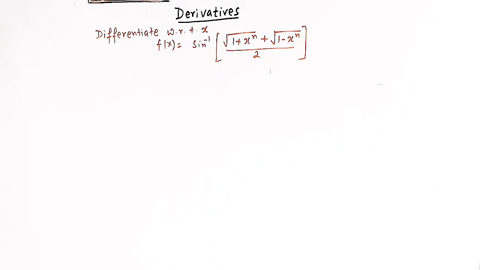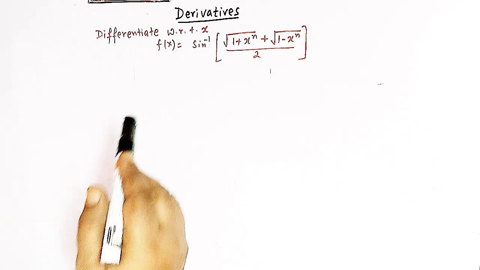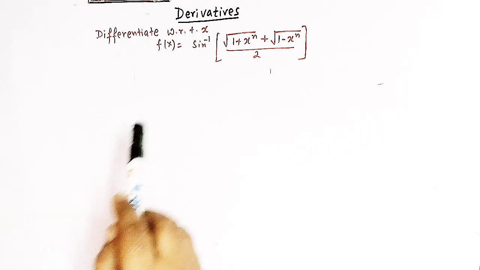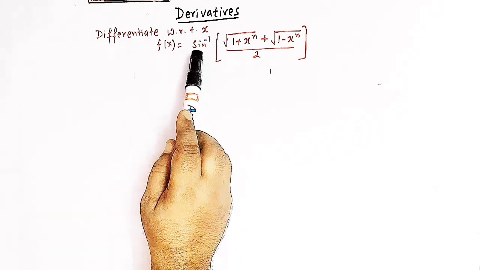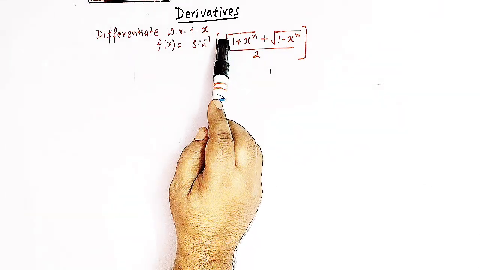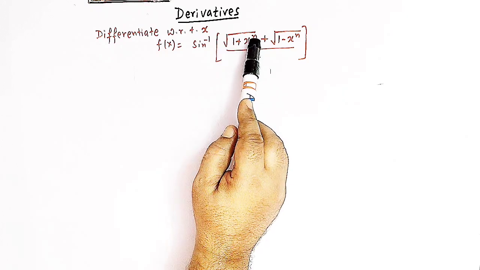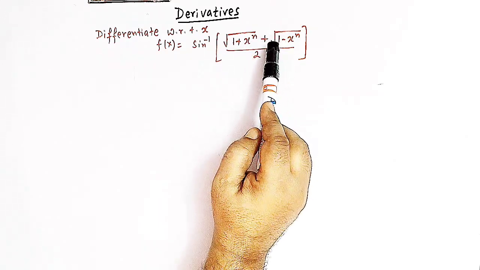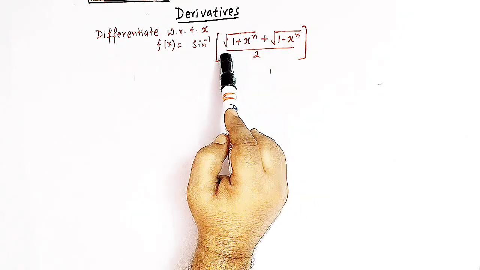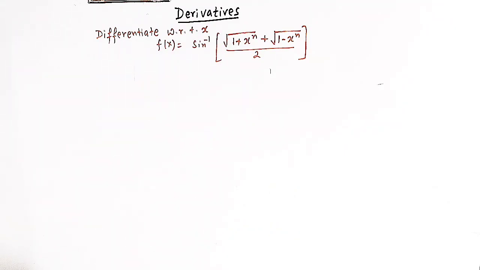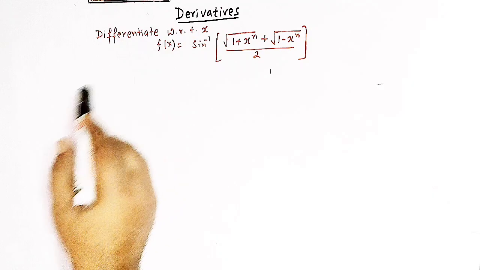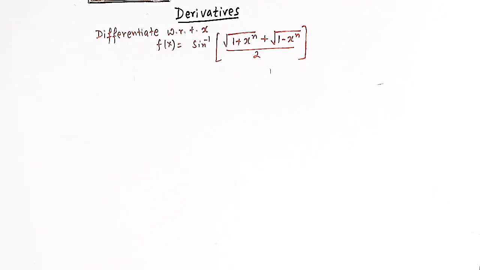Hello viewers, in today's session we are going to discuss another important problem from derivatives, and here we are going to differentiate this function f of x which is equal to sine inverse of the square root of 1 plus x raised to n plus square root of 1 minus x raised to n, divided by 2. So here we have to find the derivative of f of x with respect to x.